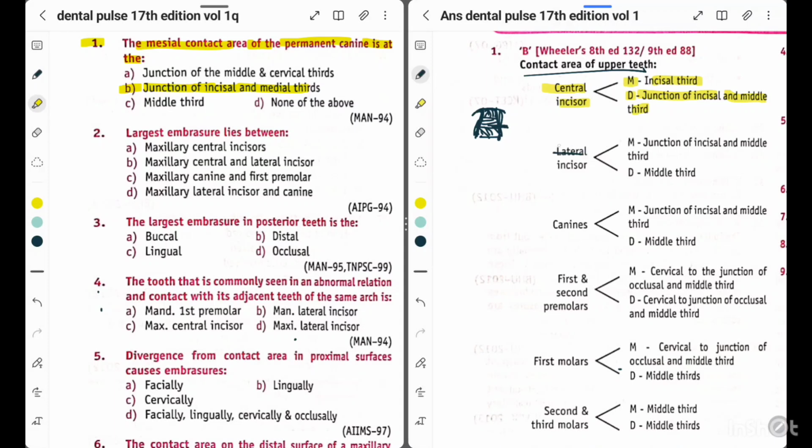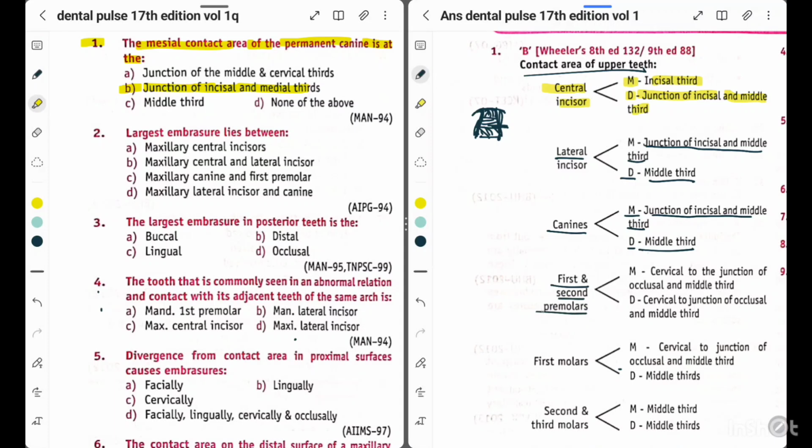The lateral incisor, the mesial surface contacts at the junction of incisal and middle third, and the distal surface at the middle third. Canines, mesial surface contacts at the junction of incisal and middle third, and distal surface contacts at the middle third.